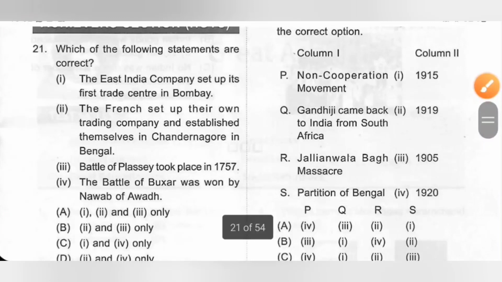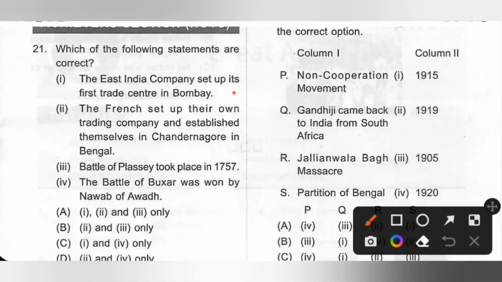Next, Achiever section. First one, which of the following statements are correct? We need to select the correct statements. First, the East India Company set up its first trade center in Bombay. It is an incorrect statement because the East India Company set up its first trade center in Surat. Second, the French set up their own trading company and established themselves in Chandranagore in Bengal. It is the correct statement.